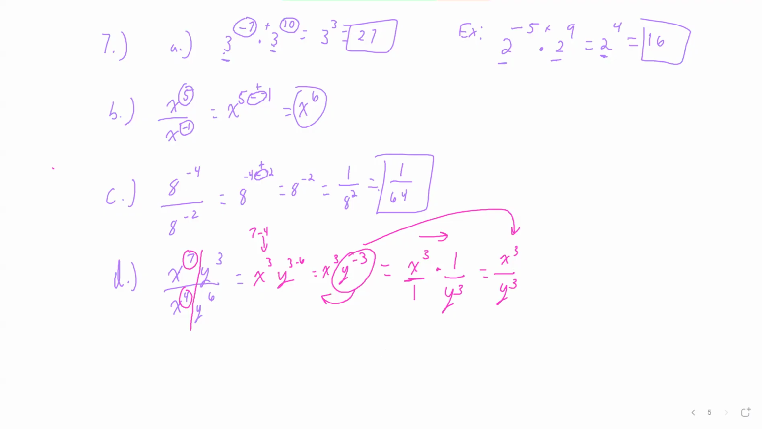But I will say that's what a lot of students do when they see the negative. They try to move everything to the bottom, but the x was already good. We didn't need to move him. Right? He had a positive exponent. No need. It was just the y.